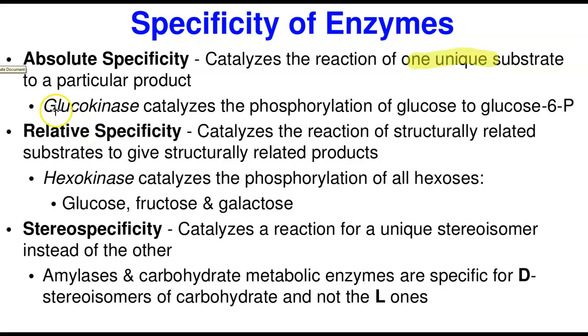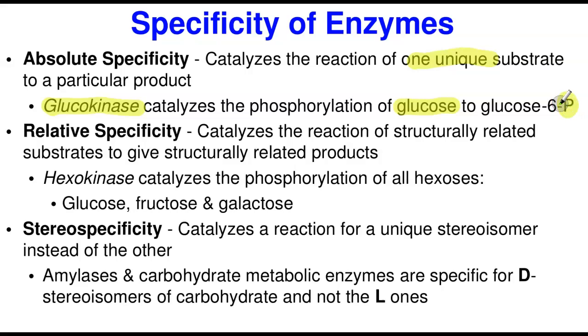A good example here is glucokinase. Glucokinase is an enzyme that catalyzes the first reaction of glycolysis, whereby glucose is converted to glucose 6-phosphate. Now, what actually happens here is that glucokinase only catalyzes the phosphorylation of glucose. It is not going to catalyze the phosphorylation of any other hexose, whether it is fructose or galactose. It has no interest. Glucokinase, and it has it in its name, only wants to catalyze the phosphorylation of glucose and convert it to glucose 6-phosphate. Remember, this P here means phosphate.